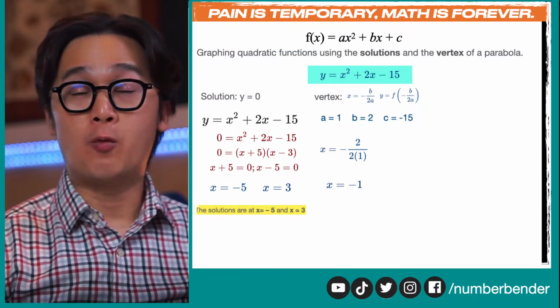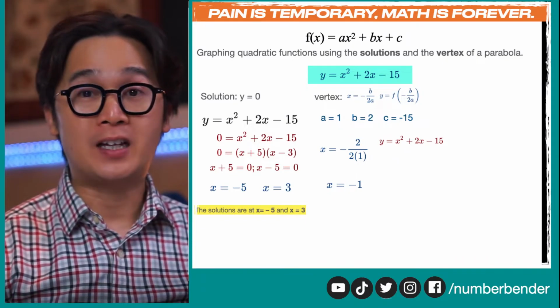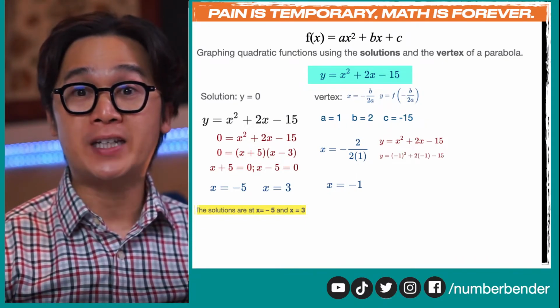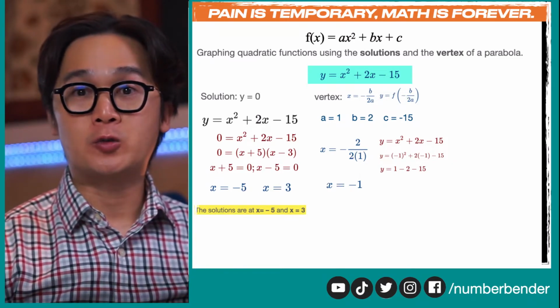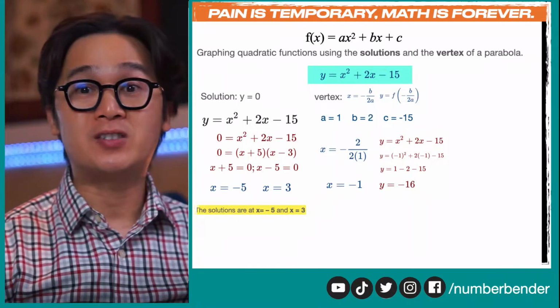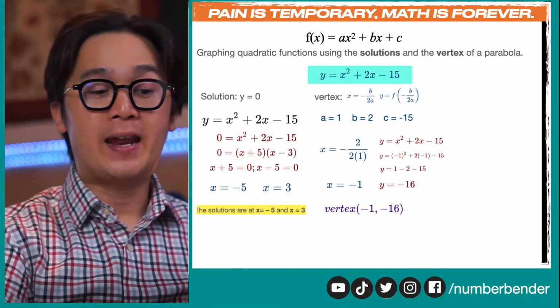And to find the y-coordinate, we simply substitute negative 1 into our quadratic equation x squared plus 2x minus 15. And by doing the math, we have positive 1 minus 2 minus 15, which is equal to negative 16. So our vertex is at negative 1, negative 16.